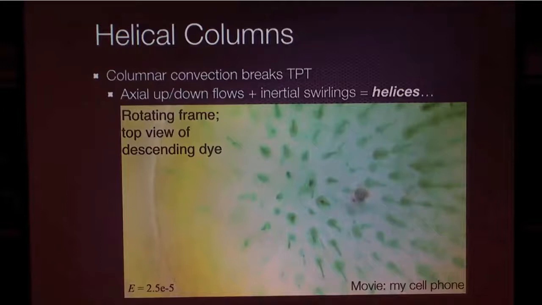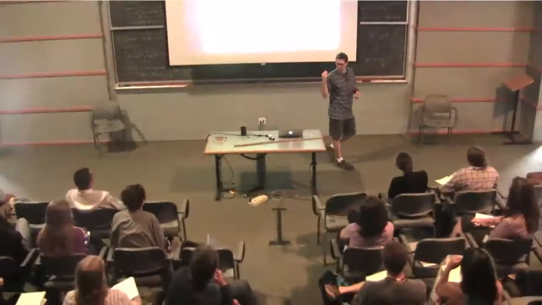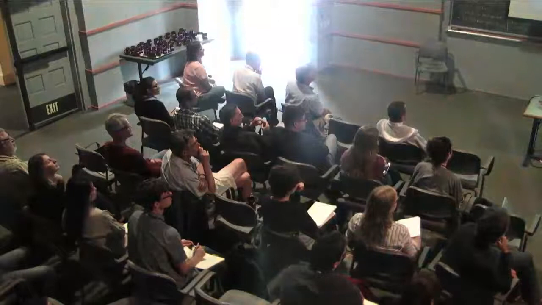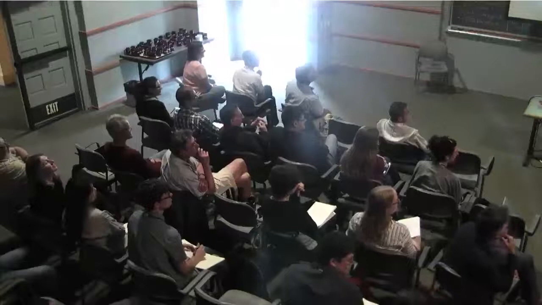I'm confused. If the camera's in the rotating frame, why do we see something rotating at the bottom? You're on a rotating table. You're looking from above. Great question. What do you see rotating, actually? The lights on the ceiling. I cannot rotate the lights on the ceiling. Well, you just asked a great question. You just asked one of the classic questions.